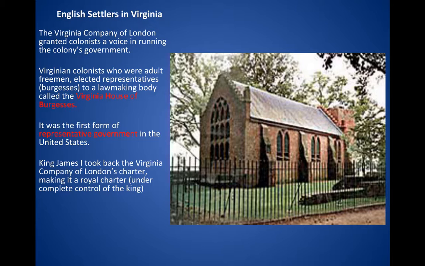So he took away this London's charter, so there's no more representation, and it instead became a colony that was completely under the control of the king. So the king made all the rules. Instead of people being able to elect representatives and have a voice in their government, it went instead in the direction of the king having complete control.